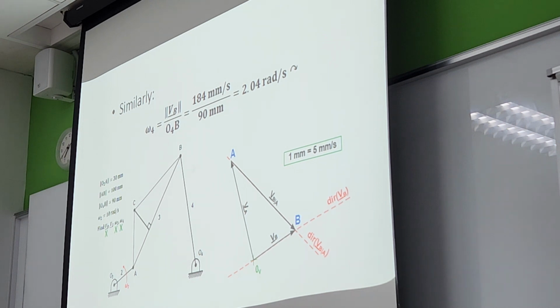Okay, so now the question is, what will be the velocity of point C? Point C is on link 3. You know the distances AC and of course you know the distance CB.